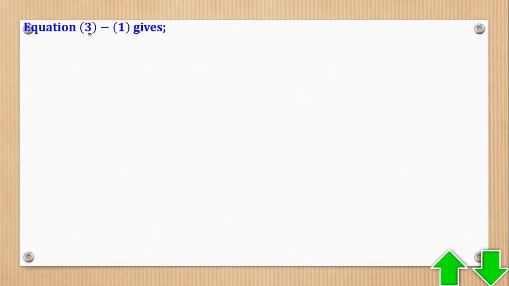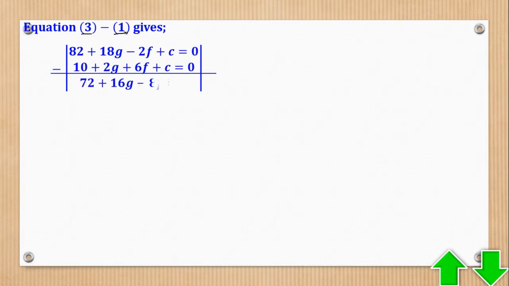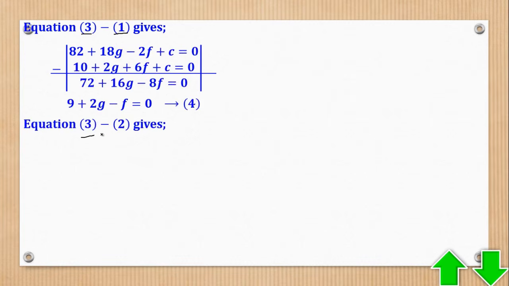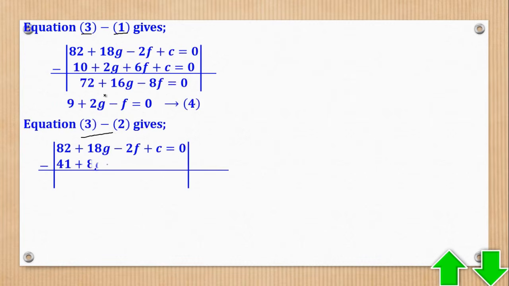Therefore, solving them simultaneously, I'll say equation 3 minus equation 1, reduce to come up with equation 4. Then equation 3 minus equation 2, come up with that. That will be equation 5. Therefore, now 4 and 5 have 2 unknowns.